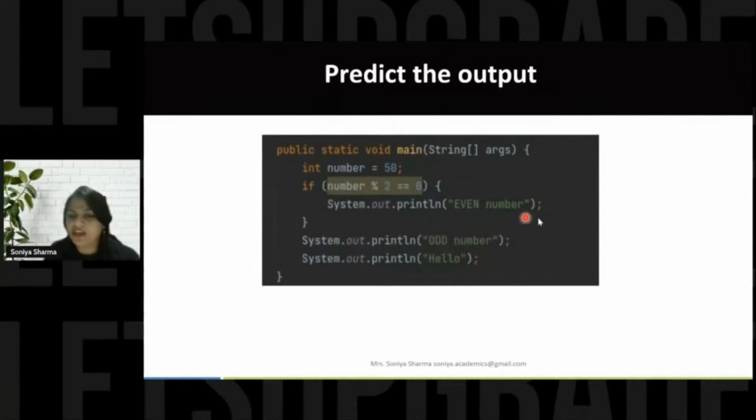Many people are saying only even number will be printed, some are saying all 3 lines will be printed, some are saying odd will be printed. Yes, the answer is C here. The number 50 mod 2 equals 0, so even number, this particular line will be printed. But these 2 other lines are not inside any if or else part, so both of these lines will also be printed. If you don't want odd number to be printed, put it inside the else part.